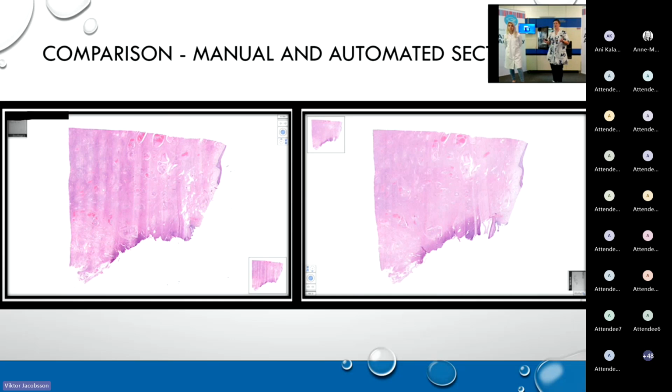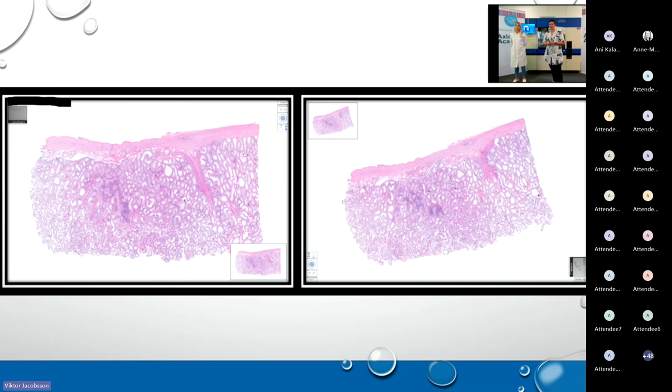Here is a very good example, I think. The left slide is a manual section, and the right slide is from the automated section. You can actually see that this is some hard tissue. It has been very difficult to section manually, and it's just here where you see this good quality of the automated section. Again here, just to show you another picture of how it can look. You can see there are some folds on the left slide when you compare it to the right slide.